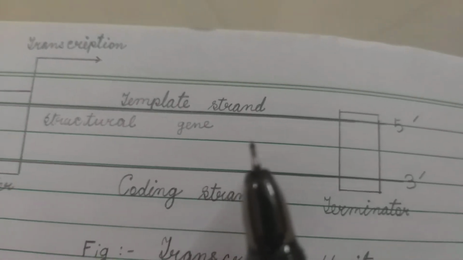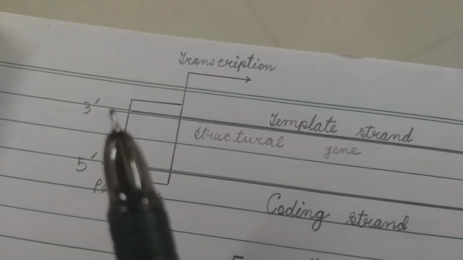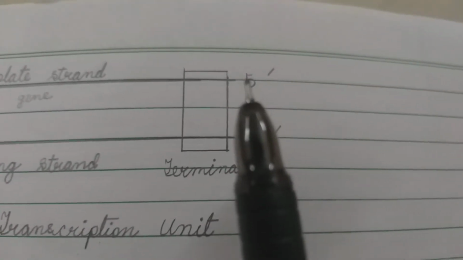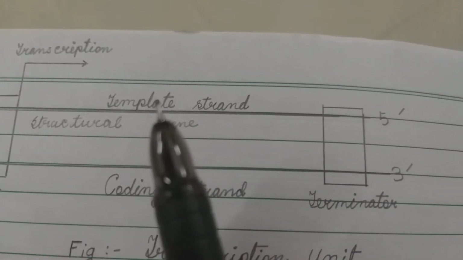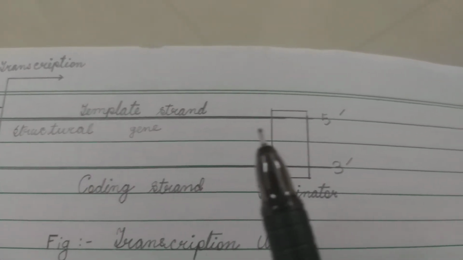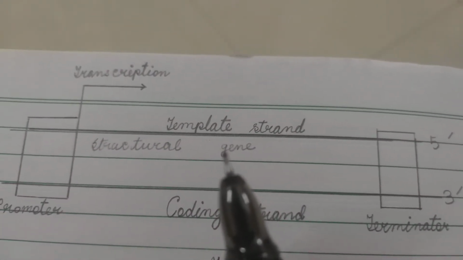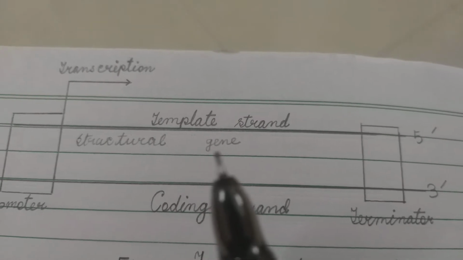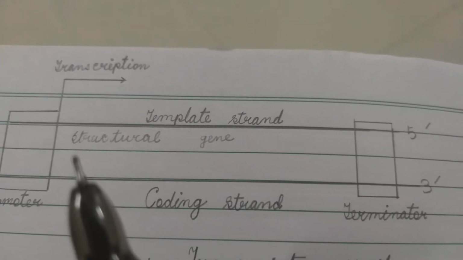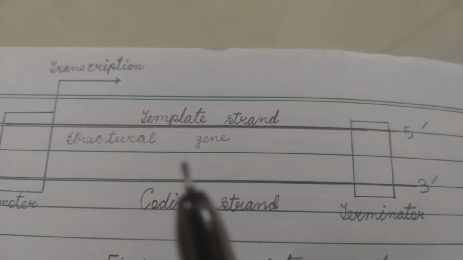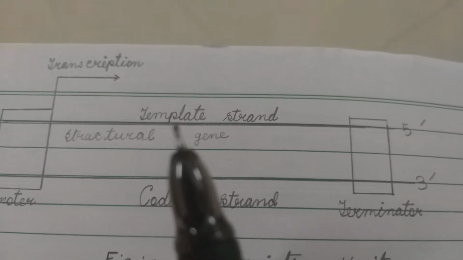So RNA is synthesized by only one strand, that is the 3' to 5' strand. It serves as the template for the formation of messenger RNA. But the 5' to 3' strand is not used. It is called the coding strand. The 3' to 5' strand is the template because the RNA strand which is formed is 5' to 3'. So RNA must be complementary to the DNA template.